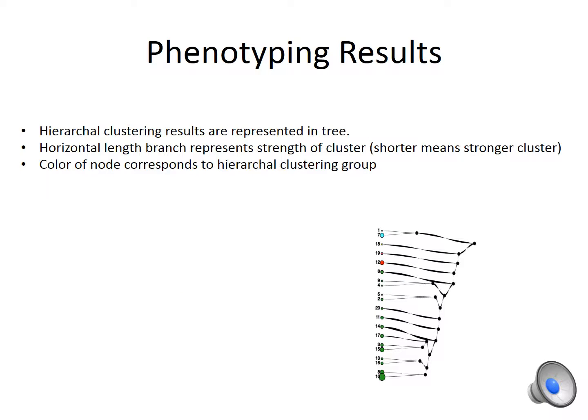The visualization you see here is a tree that shows the hierarchical clustering that was performed. The length of the branches represents the strength of the cluster. For example, the 2 nodes at the top have one of the strongest matches because they have the shortest branches until they get to a node.